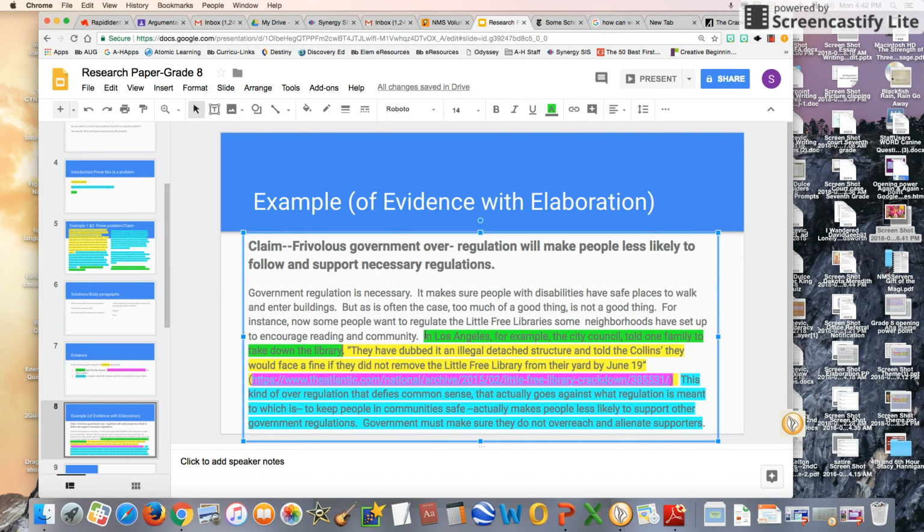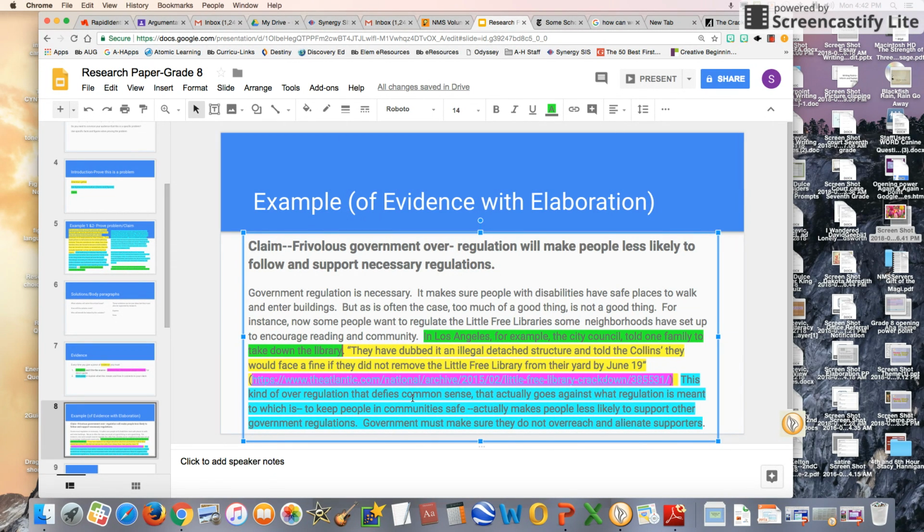I've introduced that quote, so now when I go to read the quote, it actually makes sense. So I say, in Los Angeles, for example, the city council told one family to take down the library. Now here's my quote that proves that. They have dubbed it an illegal detached structure and told the Collinses they would face a fine if they did not remove the little free library from their yard by June 19th.